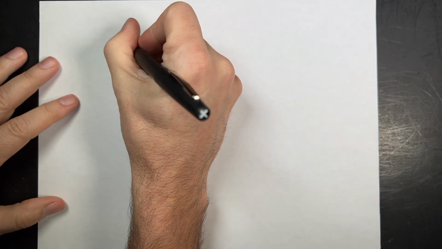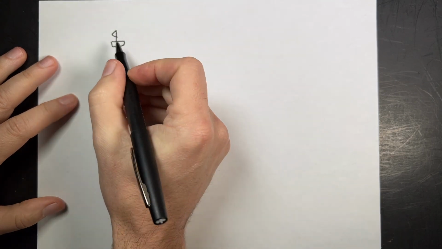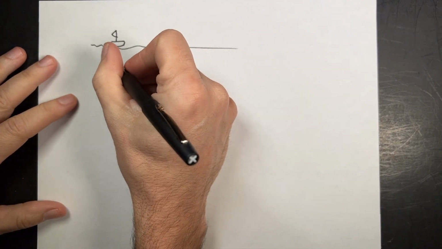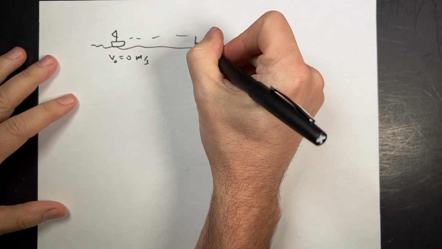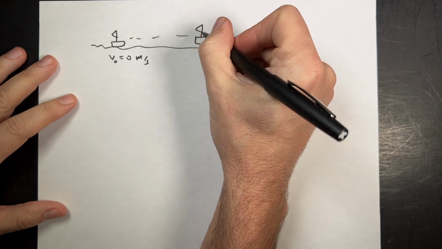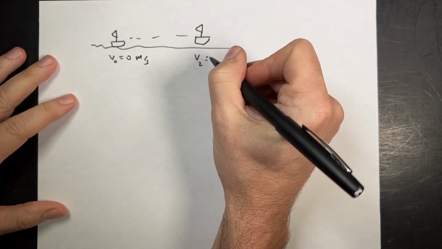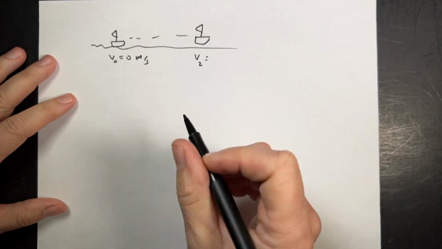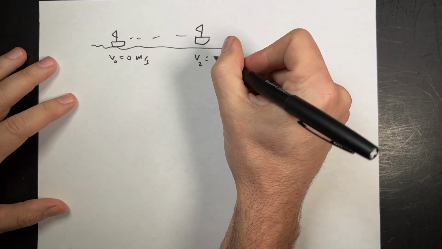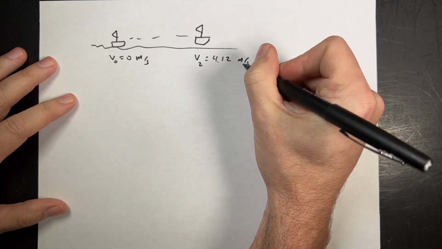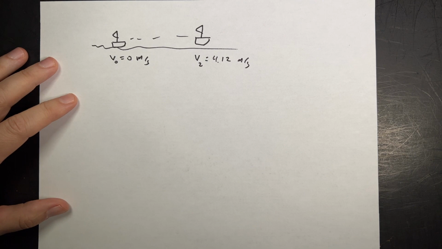Okay, so the first part, let's just draw a picture. It's useful to draw a picture. So I have a boat. There's my boat, and there's water. It starts with V0 equals 0 meters per second. And then it goes over here. It's a sailboat, I guess. To V2. V2 was what? 4.12 meters per second. And then it took 4.77 seconds.